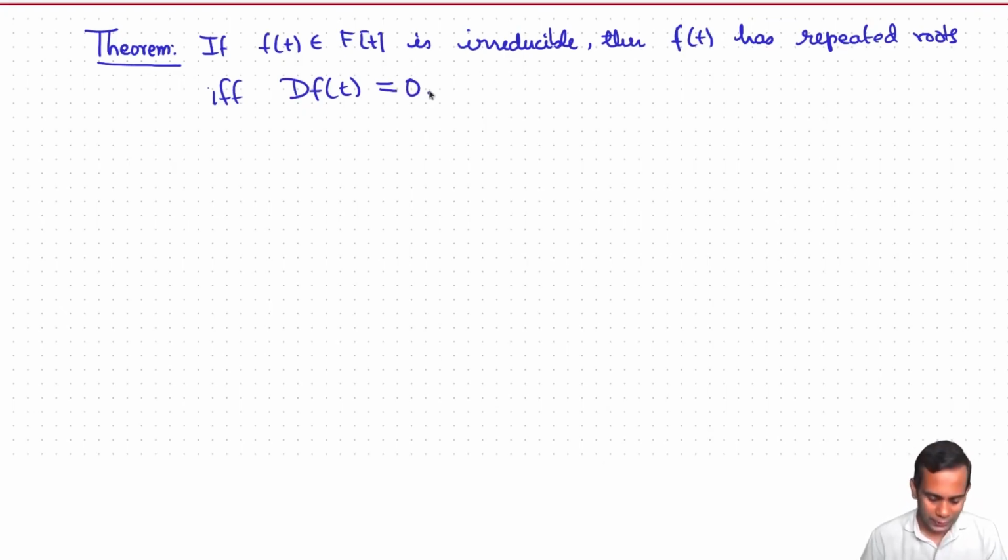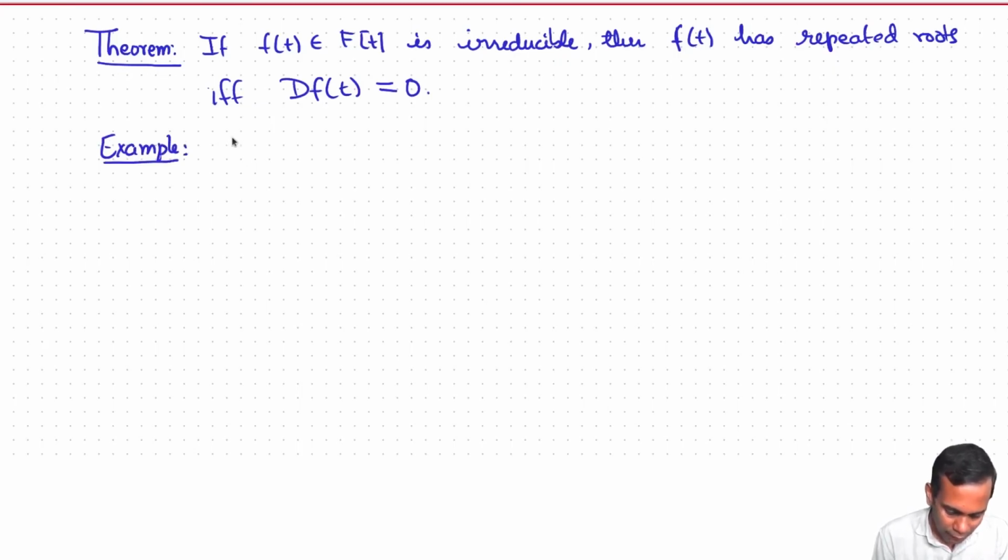Very strange, you might say, right? How can a polynomial which is non-trivial have derivative 0? Well, okay, maybe it's constant and so it has derivative 0. But then that's not irreducible, that's a unit. So what are we really talking about here? Well, the example that we're really interested in is a polynomial like this.